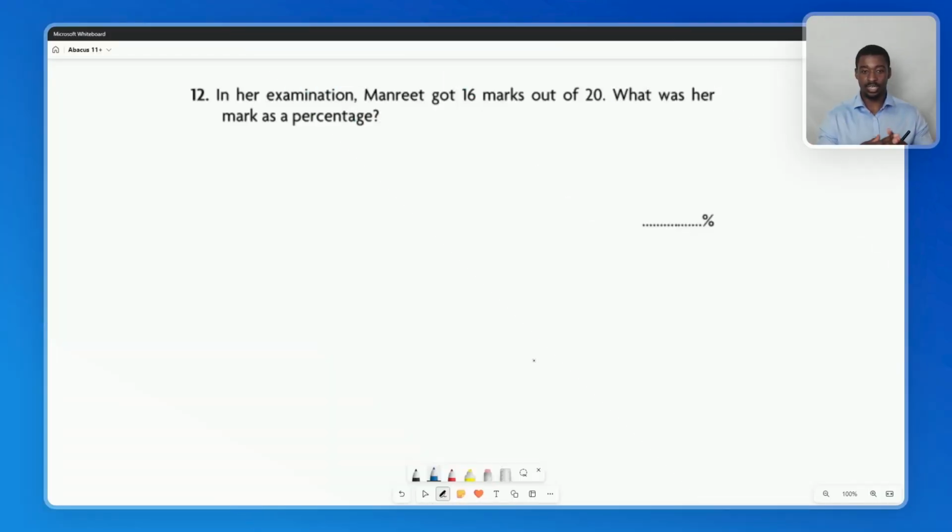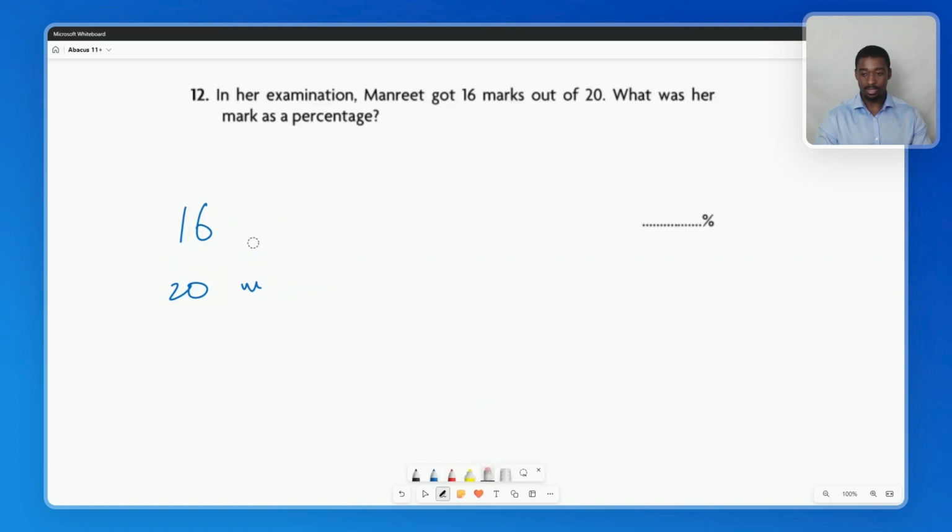Okay, question 12. In her exam, Manreet got 16 marks out of 20. What was her mark as a percentage? So now, our previous question was conversion, and now we have another question on conversion. Except this time we're going from fraction to percentage. Why fraction? Because Manreet got 16 marks out of the available total 20 marks. So it's indeed a fraction we're looking at. But then how do we turn this into a percentage?